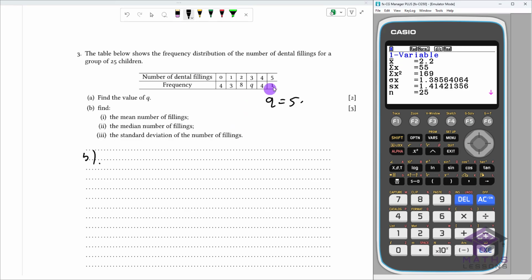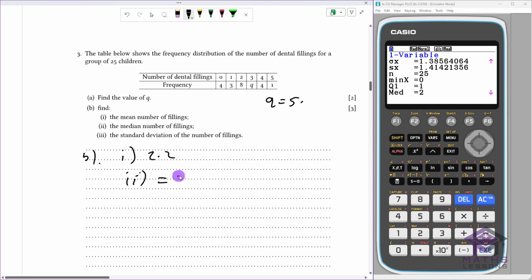and we can see the mean number is 2.2. That's x bar. So part 1, we get 2.2. Part 2, the median, we want to scroll down and find the median. The median is 2. And for part 3, we want the standard deviation, which is sigma x, which is 1.385 or 1.39 to 3SF. Remember, in IB, everything's to 3SF.